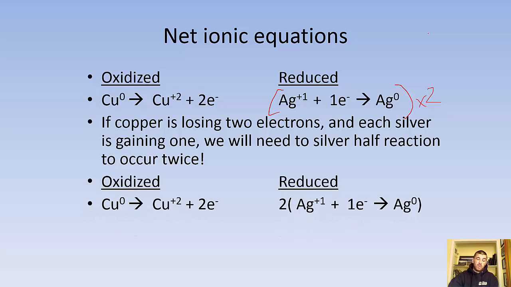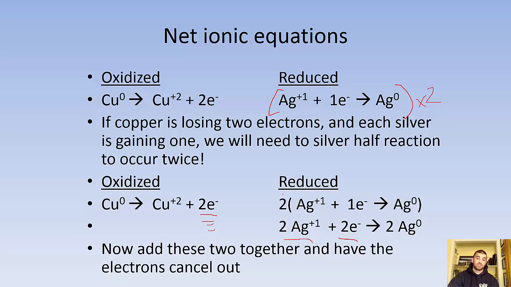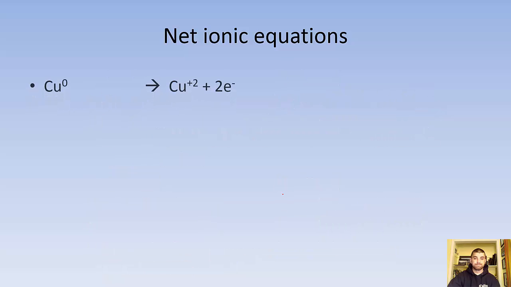Basically we just distribute that 2. Instead of 1 silver gaining 1 electron, giving me 1 silver atom, we're going to have 2 silver ions gaining 2 electrons total, giving us 2 silver atoms. Now I have a total of 2 electrons being lost and 2 electrons being gained. So that's where those electrons went. Electrons were lost by copper, and they were given to the 2 Ag plus. Now we can add these together, and the electrons should cancel out. I'll show you what I mean.